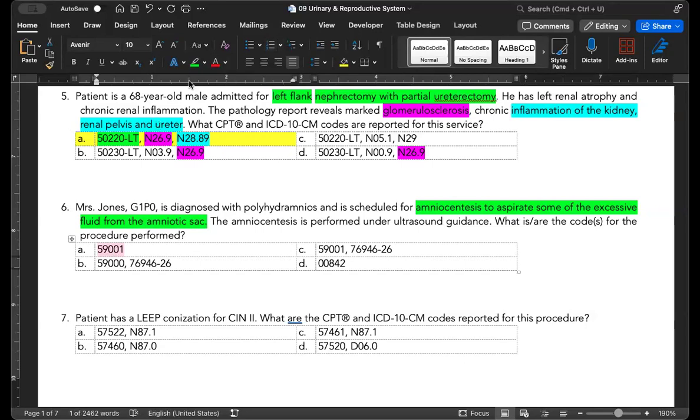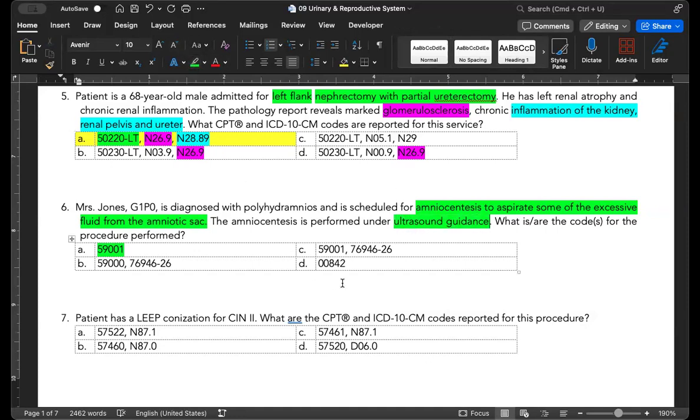Why would we not, Sylvia? I said yes, I'm sorry. Xenia said yes, and Sylvia in the chat said no, because it's all included. If you look at your code description, it says include your ultrasound guidance. So we won't need the ending code.